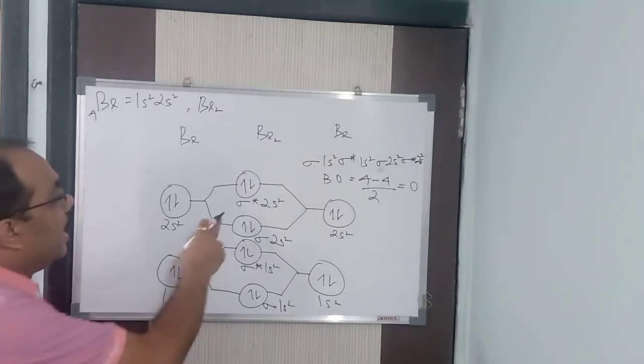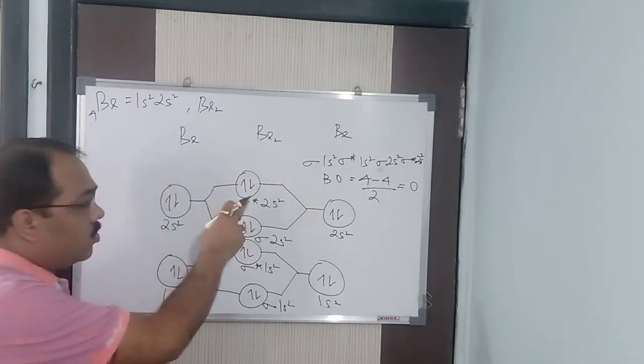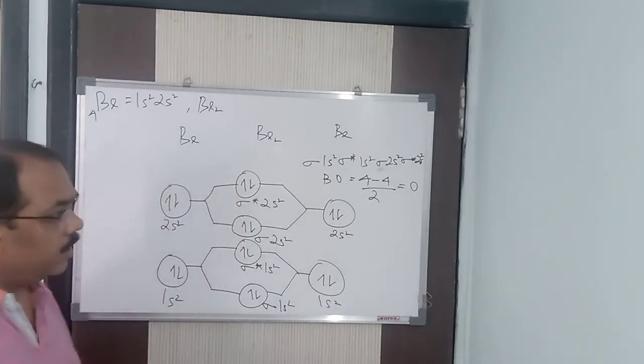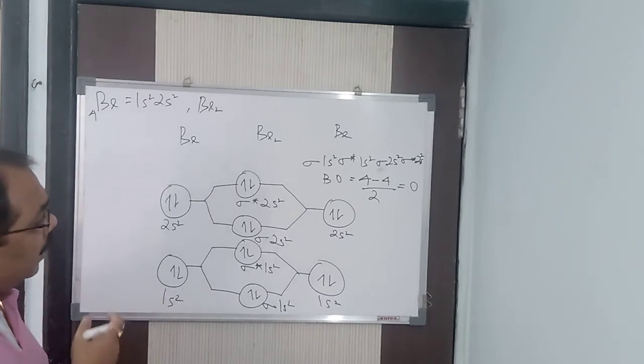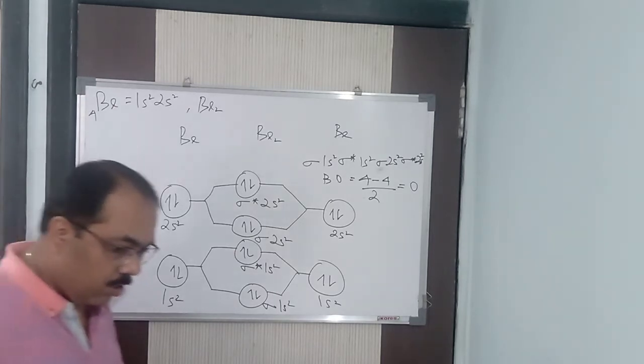And it is diamagnetic in nature because you can see all are paired electrons. Always look at the outermost. So it is paired electrons, diamagnetic in nature, bond order is 0 and it does not exist. Okay, fine. So this is about your Be2 molecule.